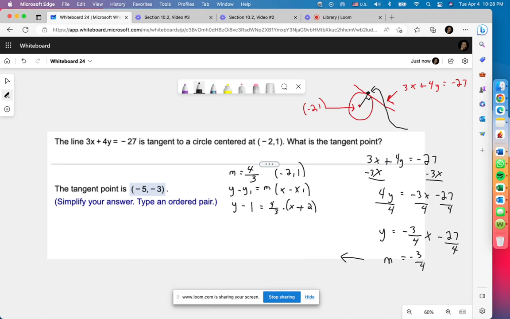So let's see, distribute, and I'm going to add 1. So I'm going to have y minus 1 equals 4 over 3x plus, I'm distributing, so 4 over 3x, then I got to go 4 over 3 times 2 over 1, which is 8 over 3.